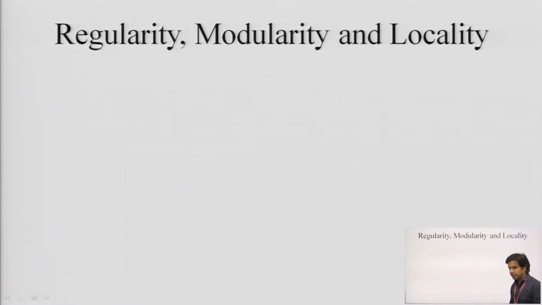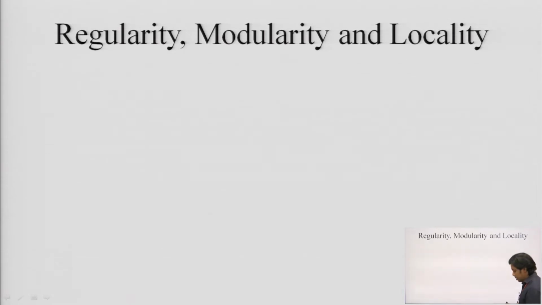Now, the next thing is regularity, modularity, and locality. We have already discussed the hierarchy in the last lecture. In that hierarchy, when you are going to design a big system, we follow the divide and conquer method. In that method, we split a big task into small tasks until we have a very simplified version of the module, clear.